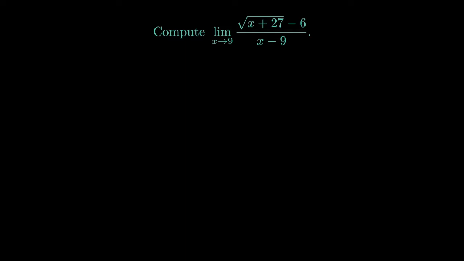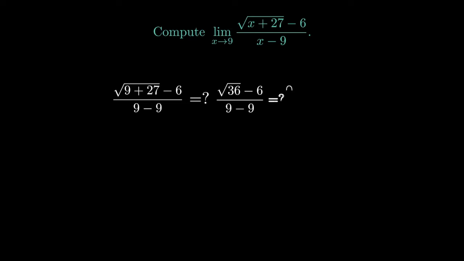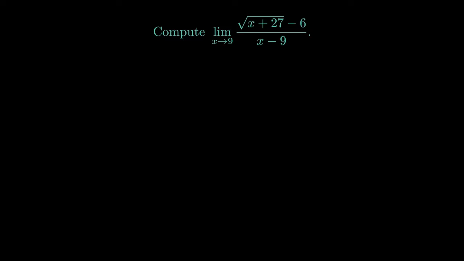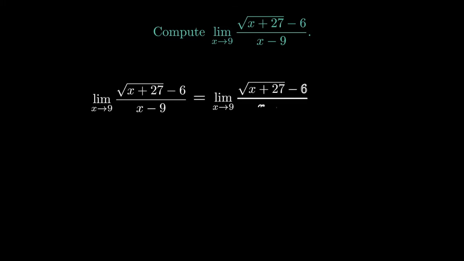We first attempt to find the limit as x approaches 9 of the square root of x plus 27 minus 6 over x minus 9. By evaluating the expression at x equals 9, we see that it is of a 0 over 0 indeterminate form. The radical in the numerator prevents cancellation, so we multiply by the conjugate, square root of x plus 27 plus 6.